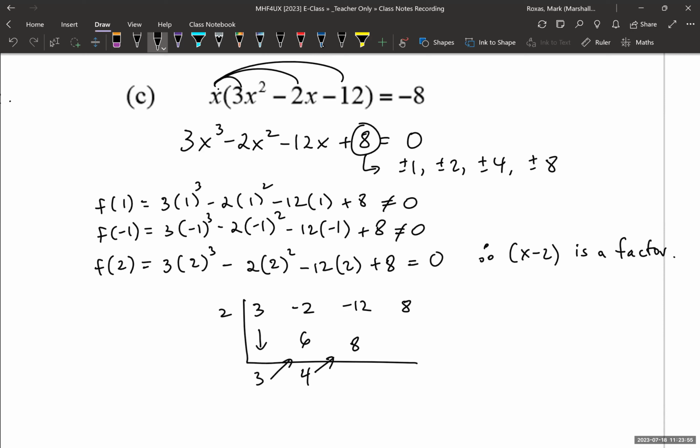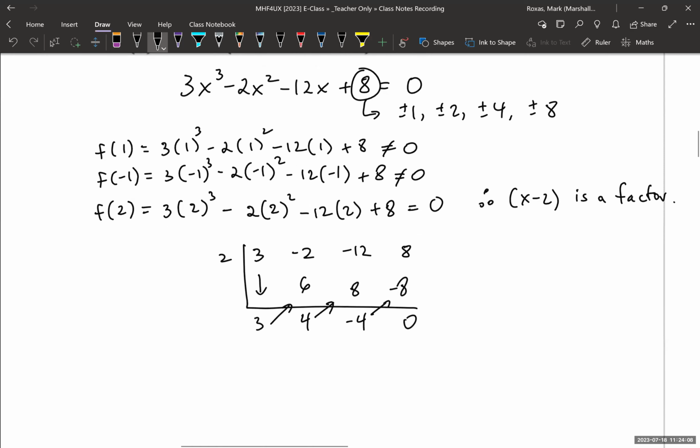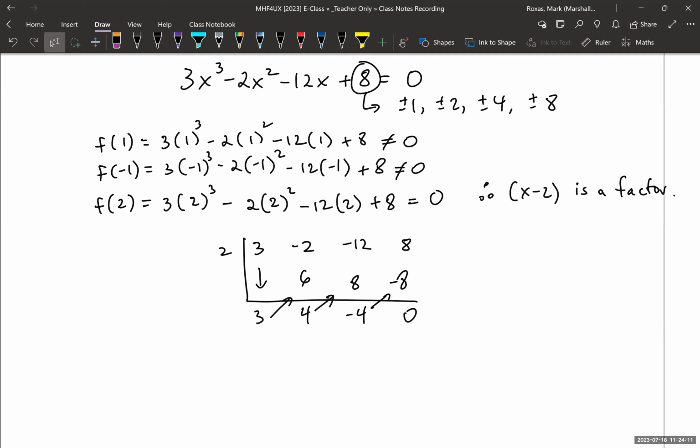And negative 12 plus 8 is negative 4. Write that in the third row. 2 times negative 4 is negative 8. And we write that in the second row on the last column. And then 8 plus negative 8 is 0, as we expect, since x minus 2 is a factor. So 3, 4, and negative 4 are the coefficients of the quotient, which is going to be a quadratic quotient.